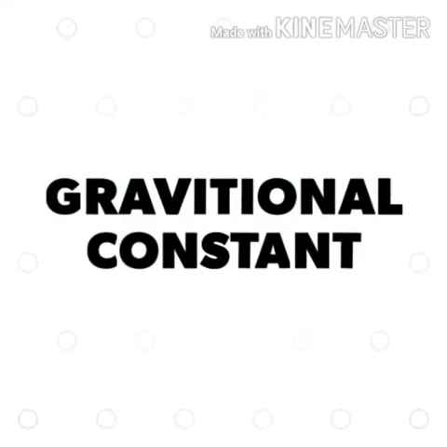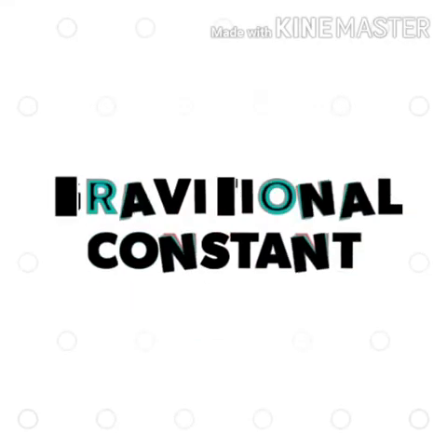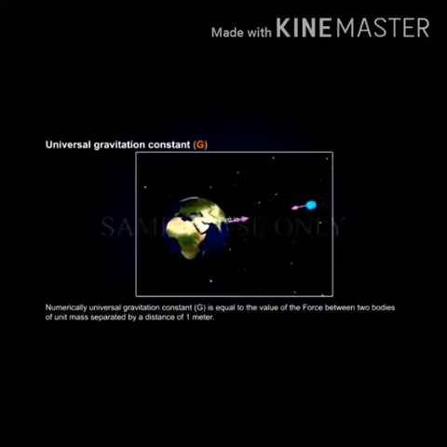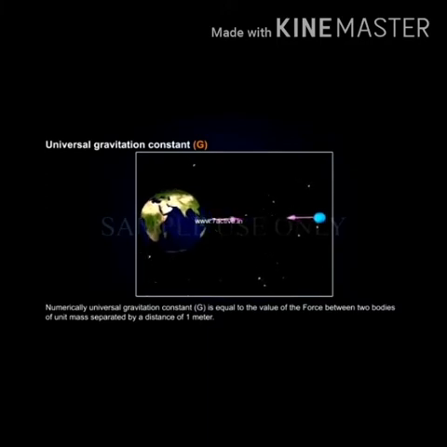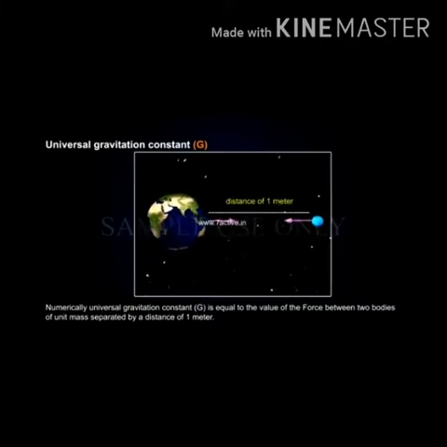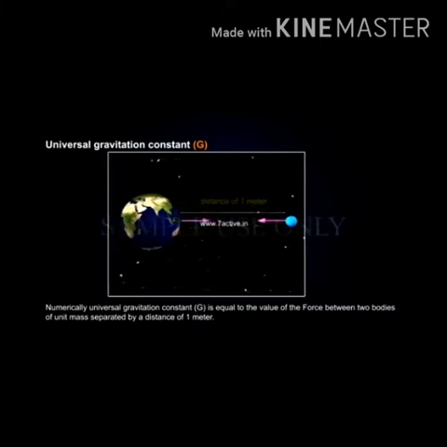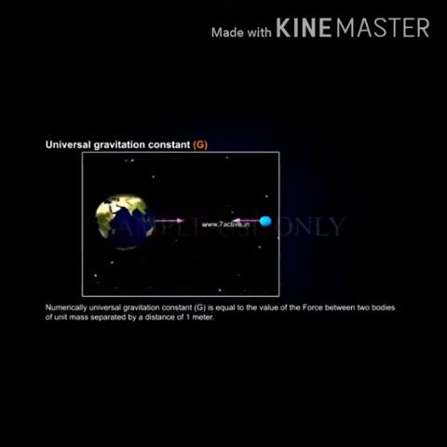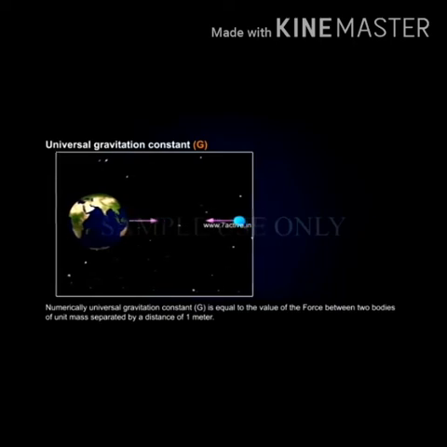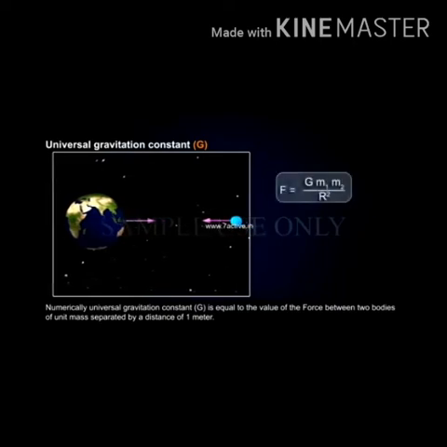Now we are going to see the topic gravitational constant. The value of gravitational constant G plays a very important role in the law of gravitation. The value of G explains why the gravitational force between the earth and the sun is so great, while the same force between two small objects, for example between two human beings, is negligible.